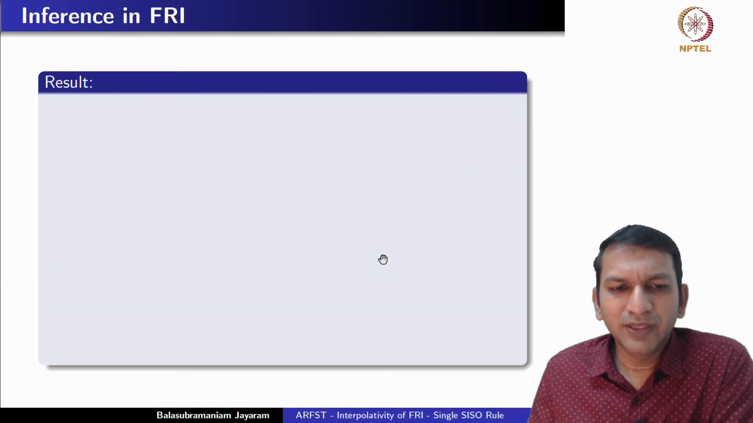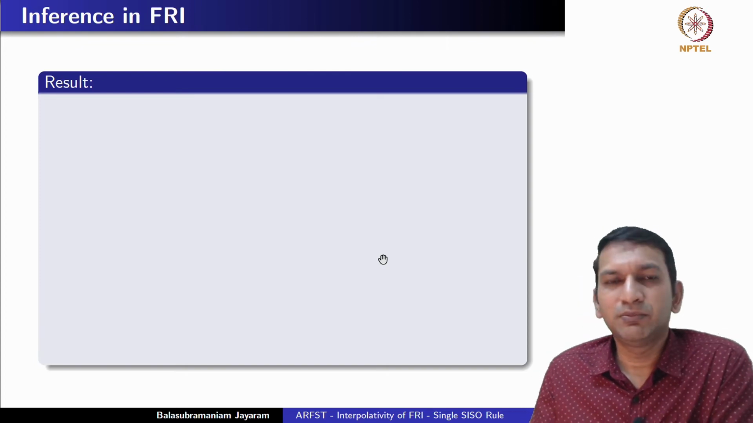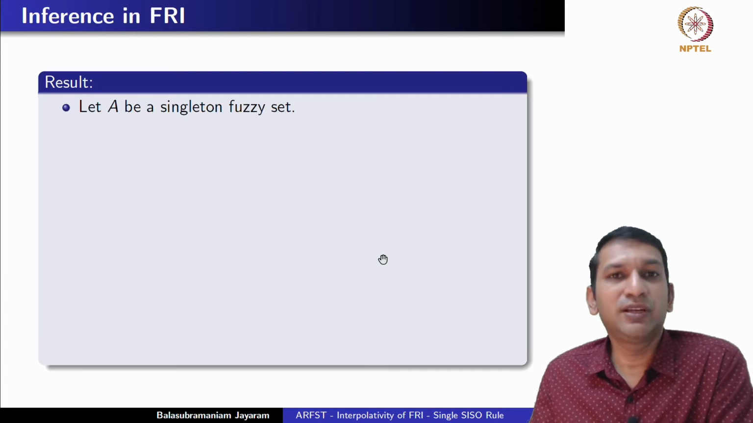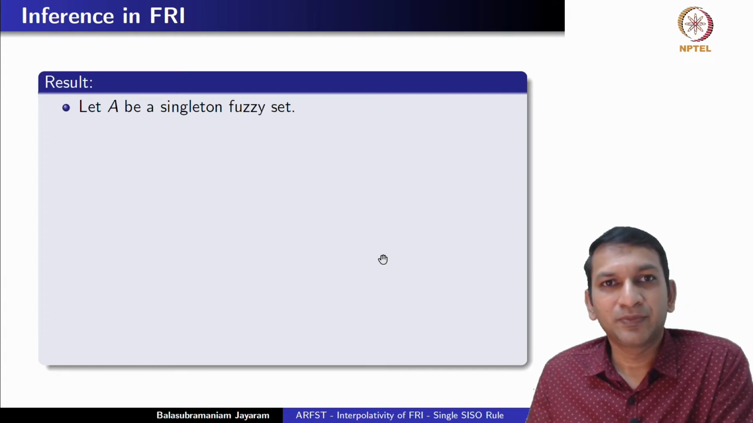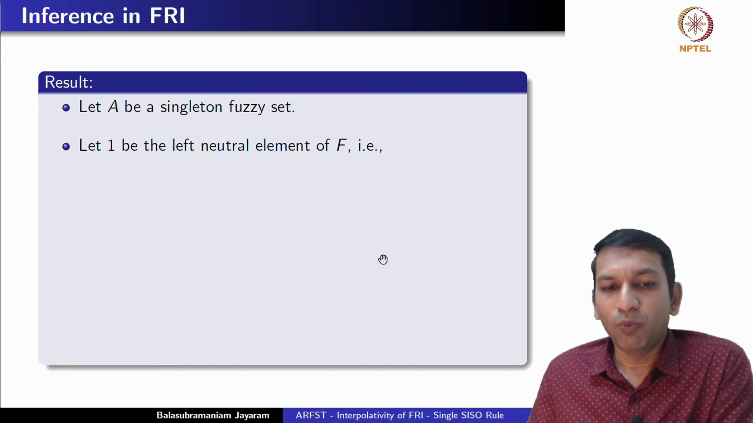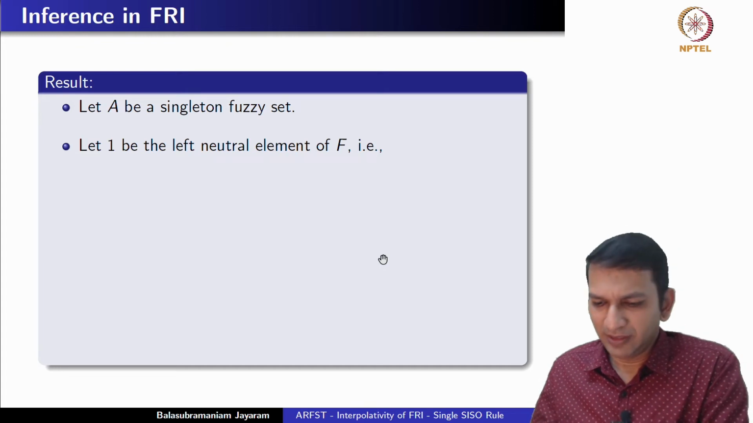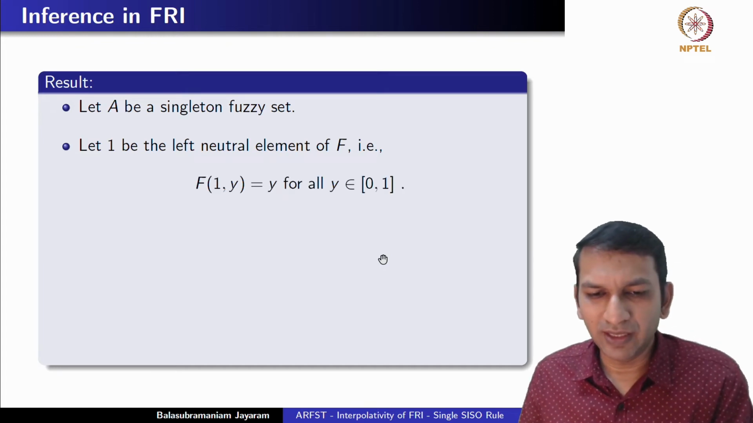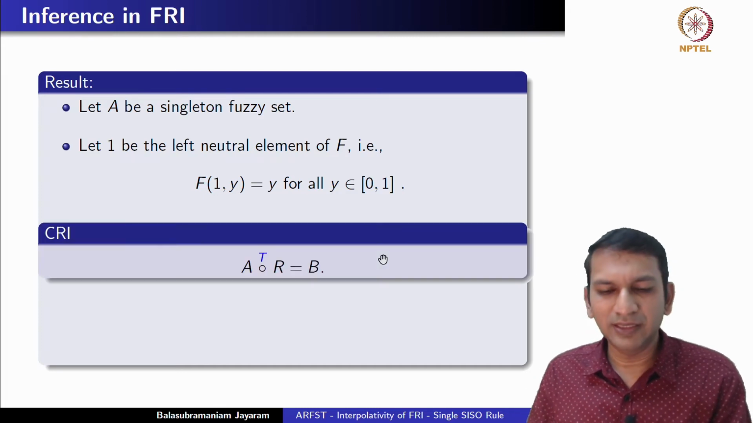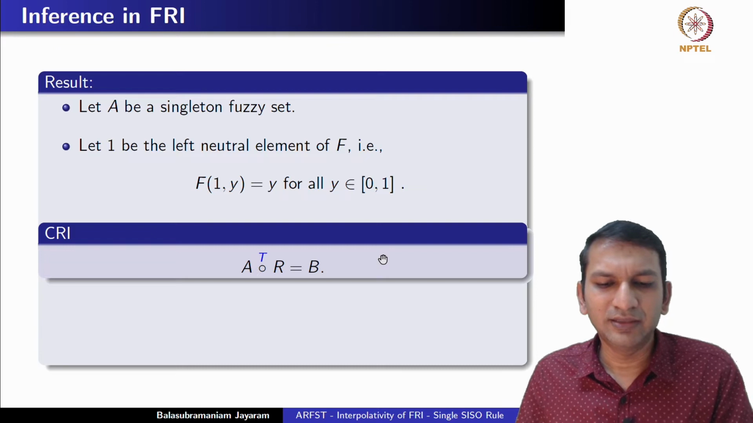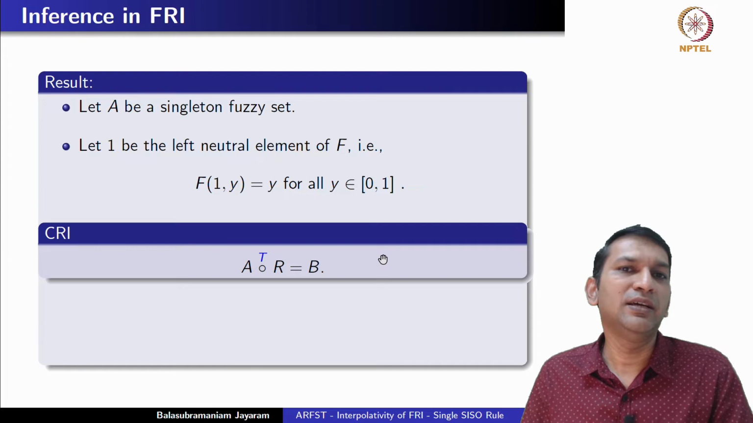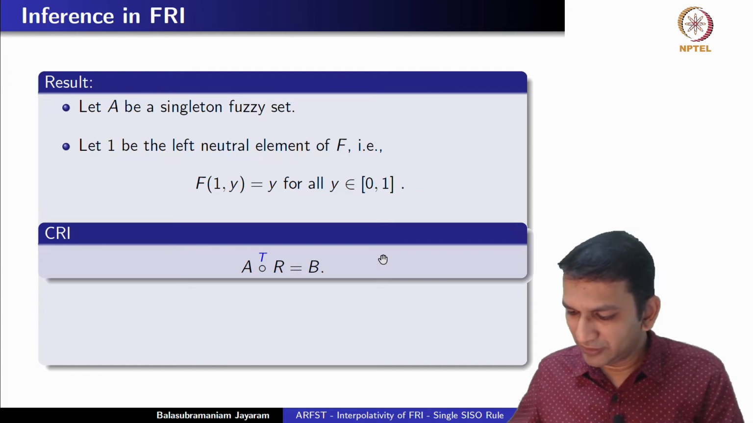Okay. Now with this, we can have a pretty simple trivial result: if the antecedent that you considered originally is a singleton fuzzy set, and if 1 is a left neutral element of f, that is f of 1, y is equal to y for all y, then what we obtain in the case of CRI is that A composed with R is equal to B, which means we do obtain interpolativity. How do we obtain this?